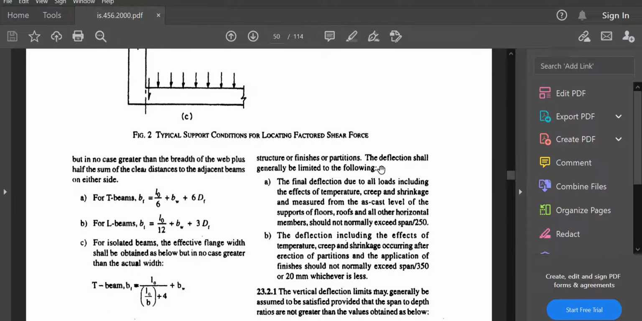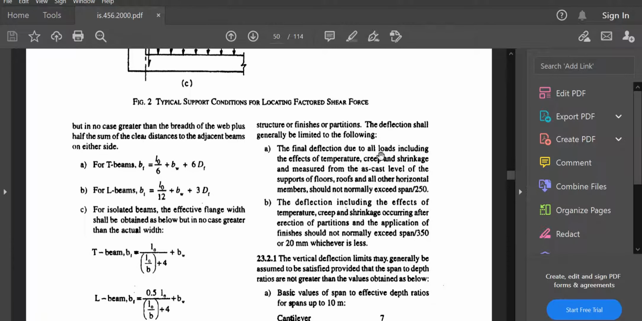The deflection shall generally be limited to the following: the final deflection due to all the loads, including the effect of temperature, creep and shrinkage, and measured from the as-cast level of the support of floors, roofs and all other horizontal members, should not normally exceed span by 250. That is, at the time of construction, at the as-cast level, the final deflection due to all the loads, including the effect of temperature, creep and shrinkage, should not exceed span by 250.